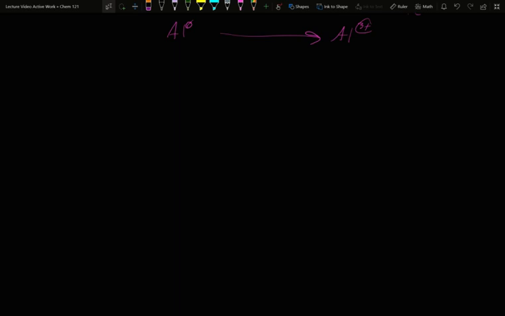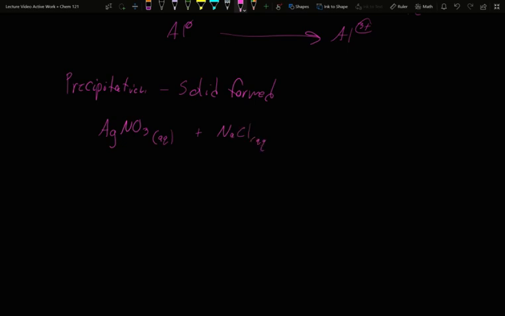Other types of reactions, things like precipitation. Makes solid. Examples here, if you've got silver nitrate, and we're going to start including subsymbols, aqueous, it just means dissolved in water. And you also have sodium chloride, dissolved in water, so aq. Well, these will react, and you will make silver chloride solid and sodium nitrate aqueous, dissolved in water. And so those little subscripts can tell us the form, the state, the phase of the materials.